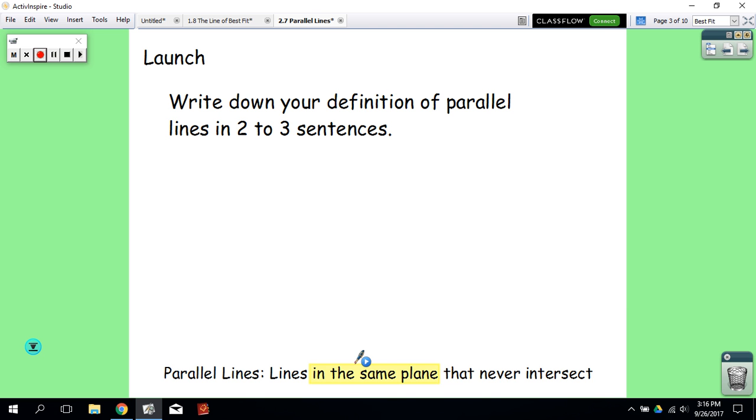Alright, parallel lines are lines in the same plane that never intersect. And there are two important things here. One is that they're in the same plane, because we also have lines called skew lines that never intersect. So if you just put lines that never intersect, we could also be talking about skew lines. So it's really important that you define this as lines in the same plane that never intersect.